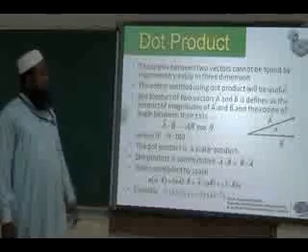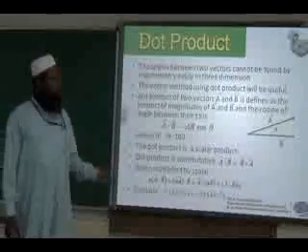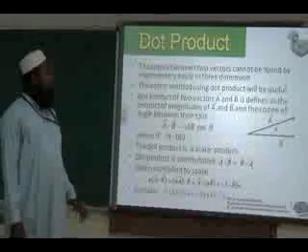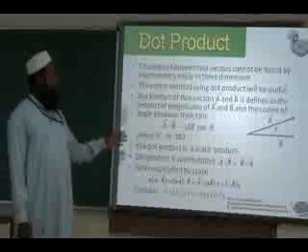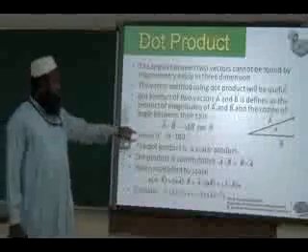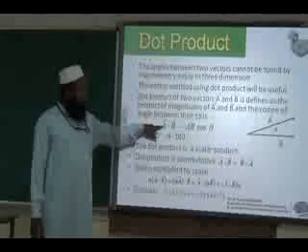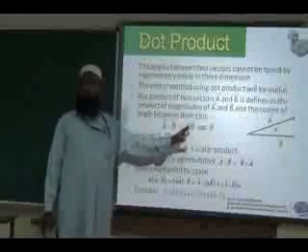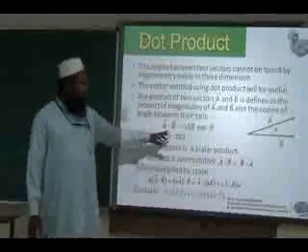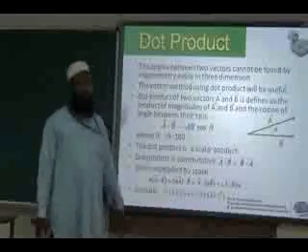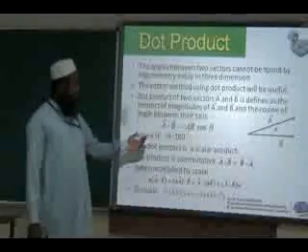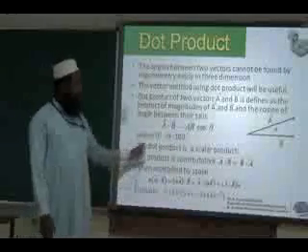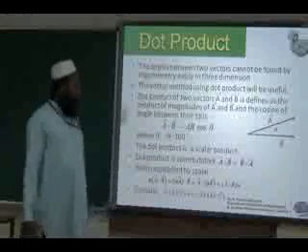Suppose we consider two vectors A and B. The dot product of the two vectors A and B is defined as the product of their magnitudes. You know this arrow mark indicates the vector. A vector dot B vector equals AB, without arrow meaning the magnitude only, times cos theta, the cosine of the angle between the two vectors, provided the angle is within 0 and 180. It should not be more than 180.